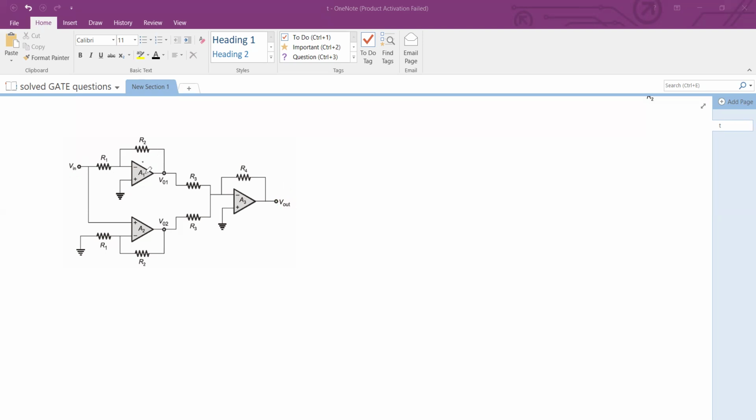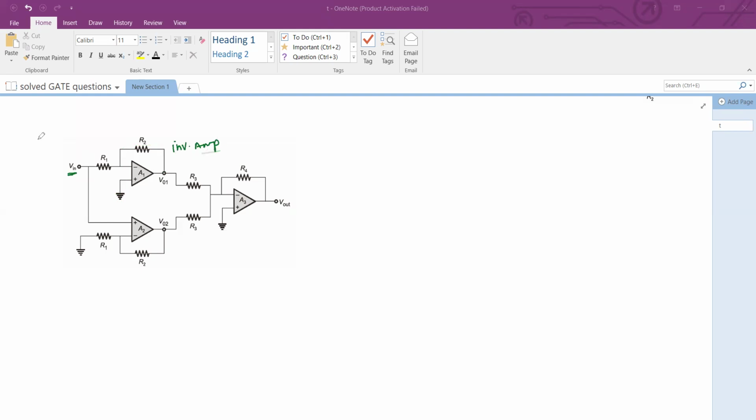As you can see, the very first stage, that is A1, is configured as an inverting amplifier. Why? Because the input is applied to the negative pin of the amplifier, while the positive pin is grounded, and there is feedback through the resistor R2 to the negative pin. So feedback is negative, and that's why this is an inverting amplifier.